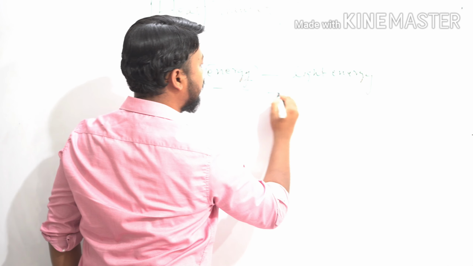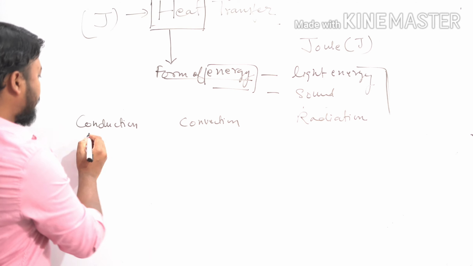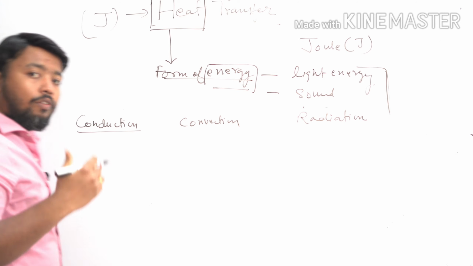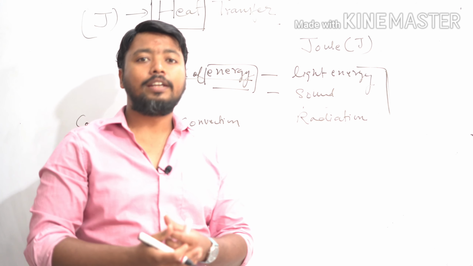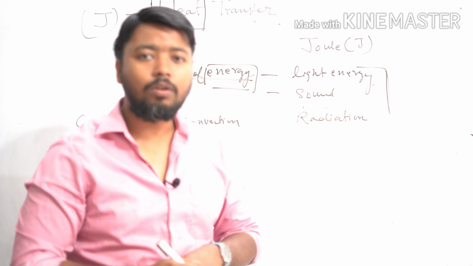So if heat is transferring from one form to another form, or from one body to another body, it will basically use one of these three methods or all of them. All right. So what is conduction? Conduction is the mode of heat transfer when the transfer of heat energy happens by actual contact.